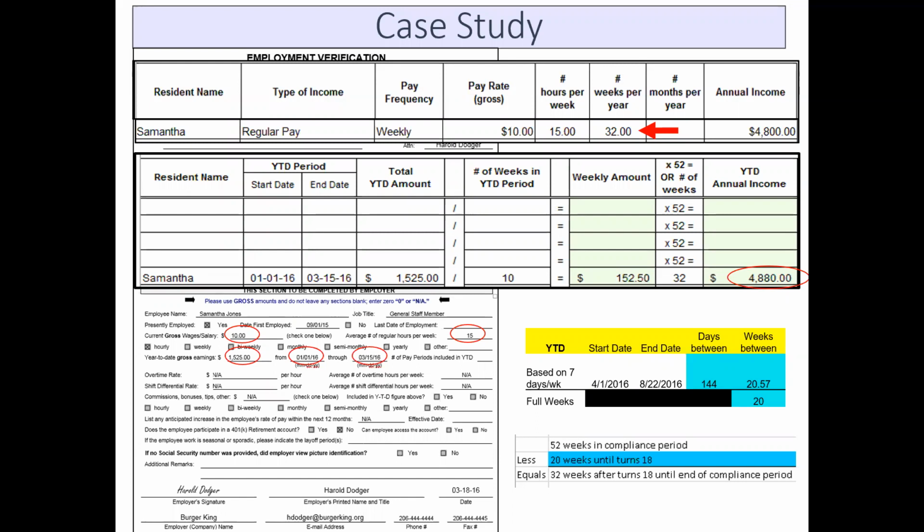Now, when I do this class live, I usually keep this till the end, but you may be asking, well, wait a minute, if Samantha is a student and she's a dependent in the household, what about only counting $480 of her income using the HUD rule that says that we can do that?